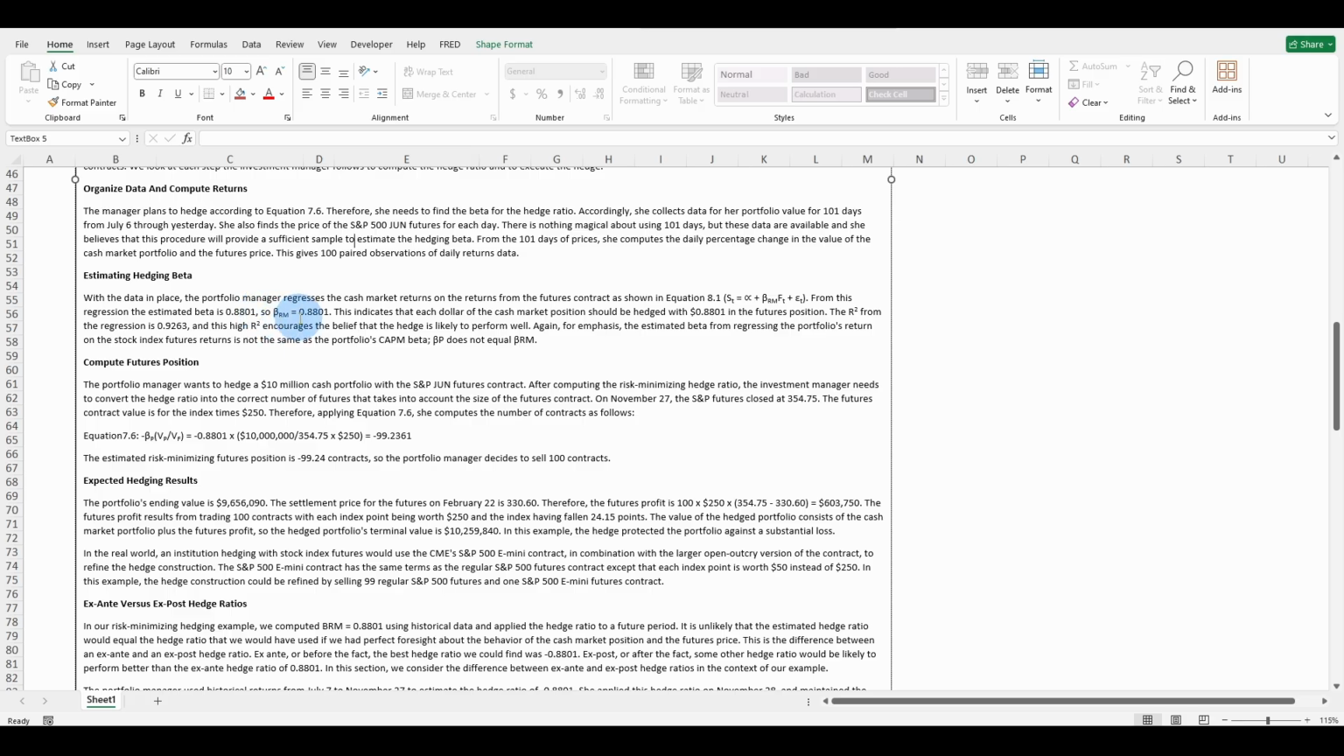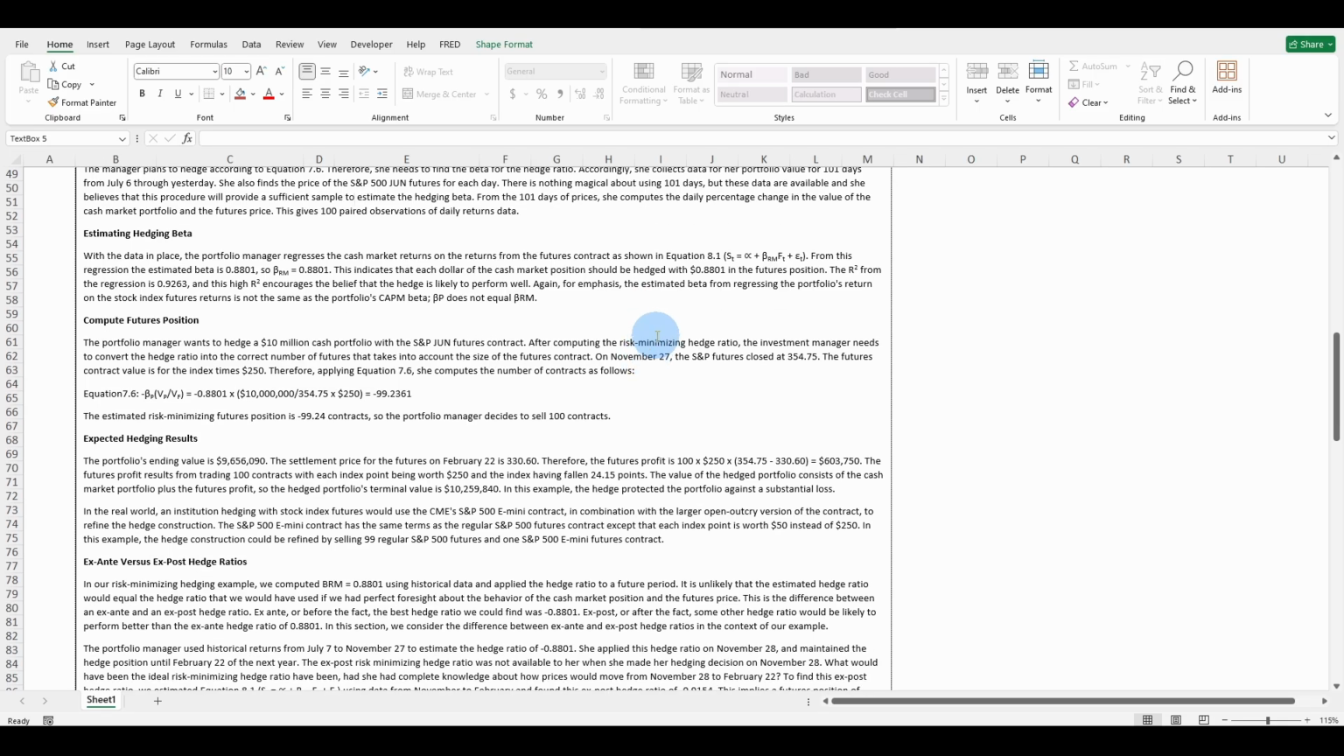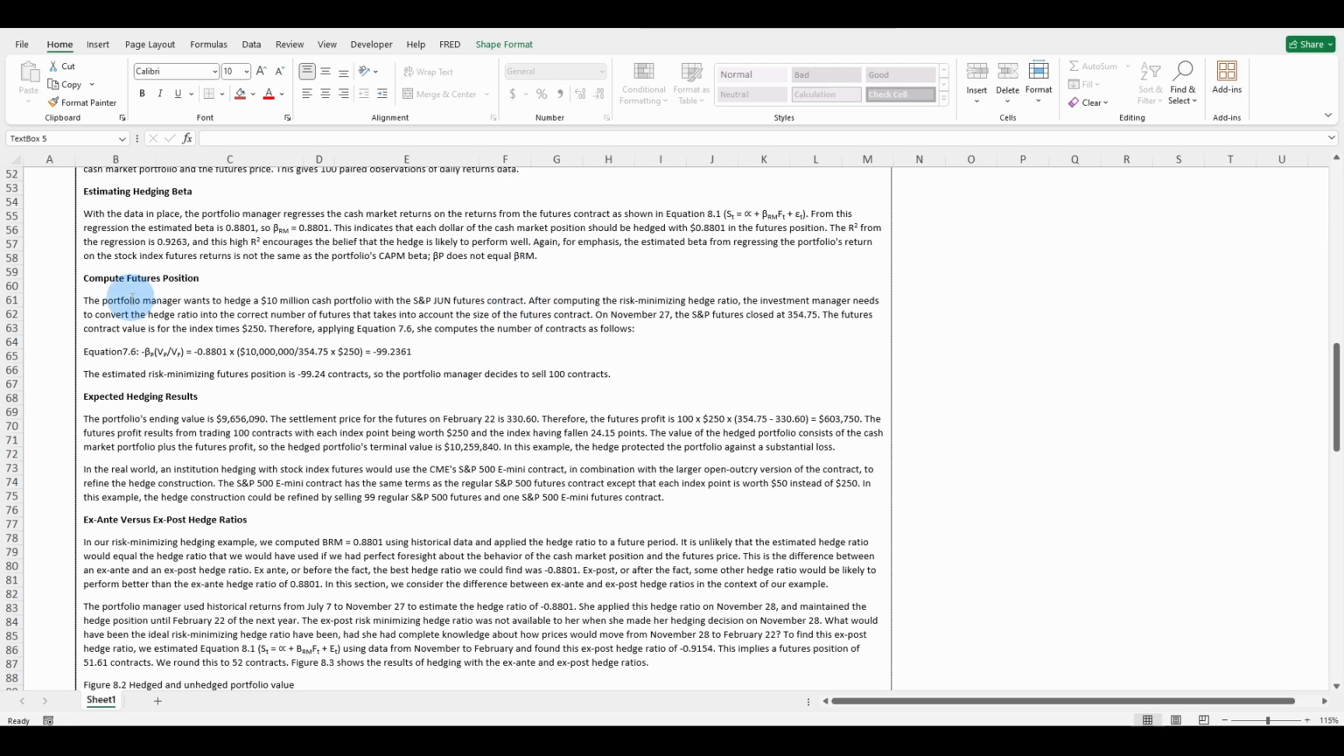So beta R of M is 0.8801. This indicates that each dollar of the cash market position should be hedged with 0.8801 in the futures position. The R squared from the regression is 0.9263, which is outrageous. That means they're highly correlated, is what they say. And this R squared encourages the belief that the hedge is likely to perform well. Again, for emphasis, the estimated beta from regressing the portfolio's return on the stock index future return is not the same as the portfolio CAPM beta. Beta P does not equal beta R M. Keep that in mind.